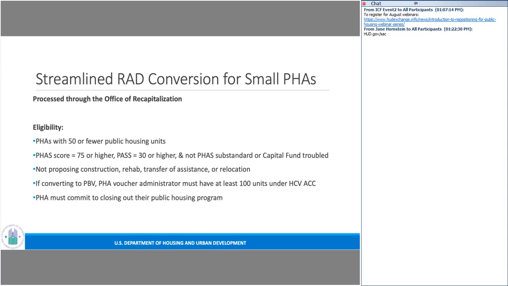If the property is going to convert to project-based vouchers, then we require that the voucher administrator must have at least 100 units under their Housing Choice Voucher Program ACC, because some PHAs struggle with very small voucher programs. And then finally, just like with the Section 18 option, under streamlined RAD conversion, the PHA must commit to closing out their public housing program after they utilize this option.